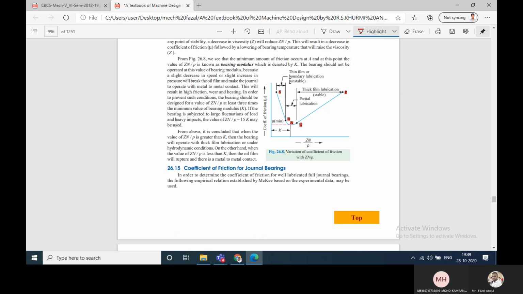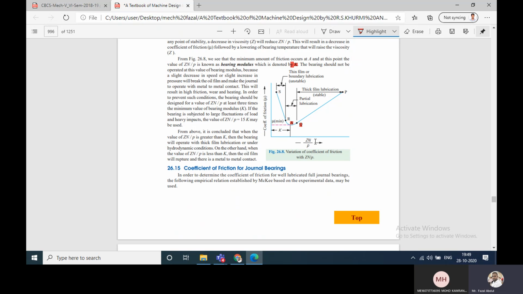Then, with the continuous rotation of the shaft, what happens? Metal to metal contact is going to take place. Where is it taking place? Here in this diagram at point A, metal to metal contact takes place. This point A where the metal to metal contact takes place is known as the bearing modulus. That point is denoted by K.